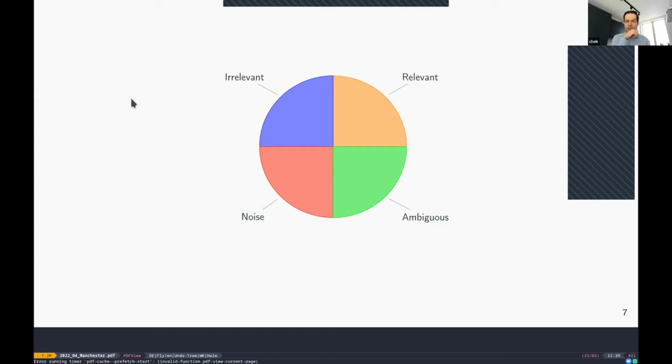So I say I have some information which is relevant. This is the information that allows me to say something about the goal. I have some information which is irrelevant. It's something that exists in the data, but it has no information about the goal. And then I have noise, which is noise. It's something that has to do with the measurements that I've taken.